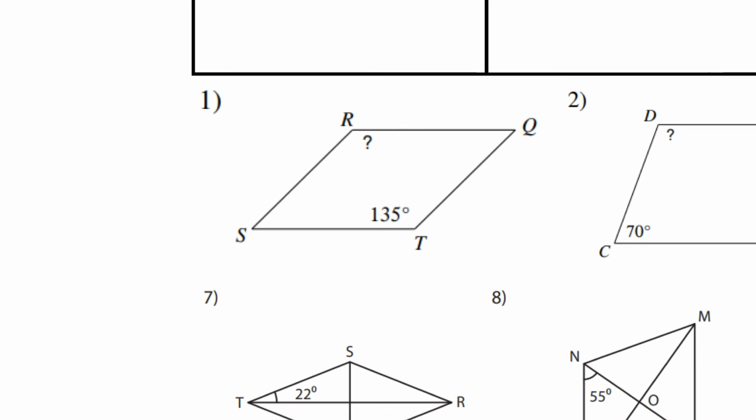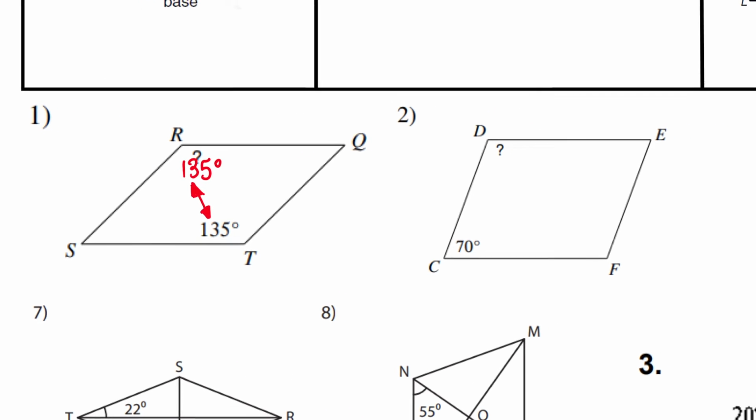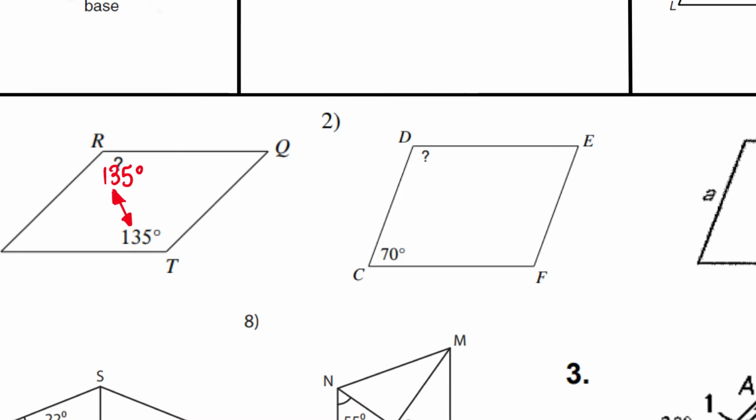So on number 1, this is a parallelogram. How big is angle R? 135. Good, it's 135, because these two angles are opposite angles, and opposite angles are congruent in a parallelogram. How big would that angle be on number 2? 110, because these add up to 180. Those are consecutive angles. Consecutive angles add up to 180.